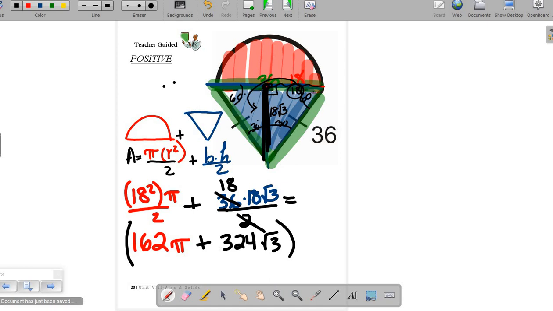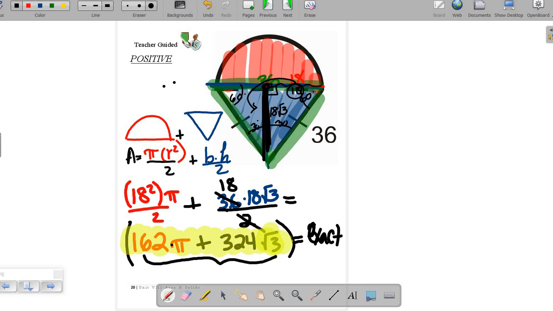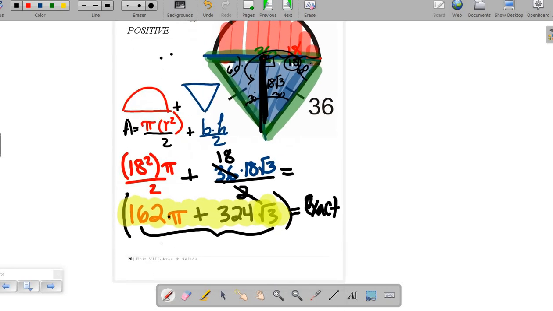Now, if I wanted this in exact terms, exact meaning no decimals, I would actually have to stop right there because you cannot add 162 pi and 324 root 3 because that radical is not the same. So this legitimately would be your final answer if the term asked for exact. To get the decimal version, you would simply multiply this by pi, multiply that by root 3, and you can get a singular answer. And if that's the case, it would use the term approximation, which means a decimal.